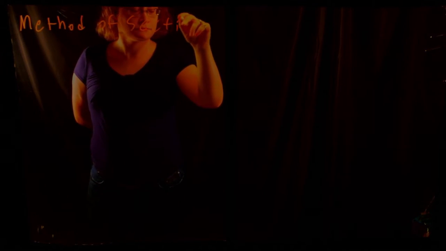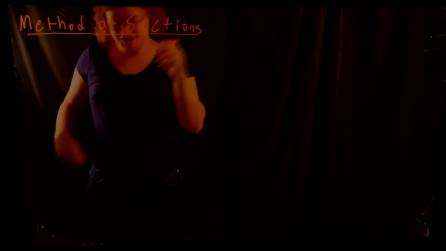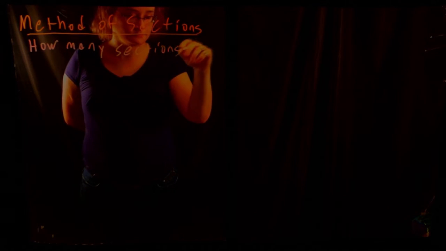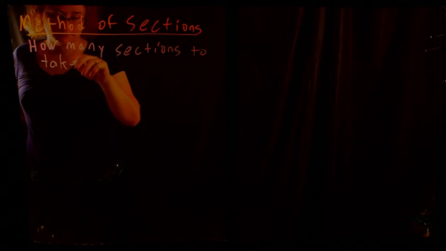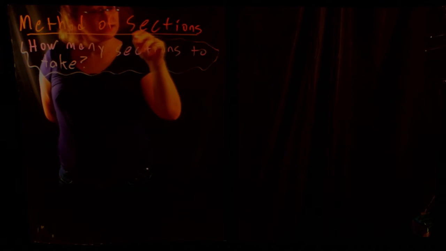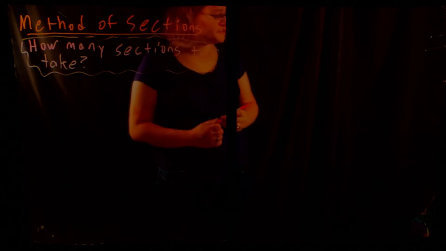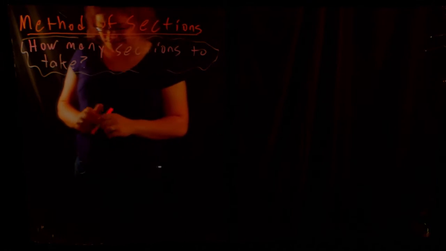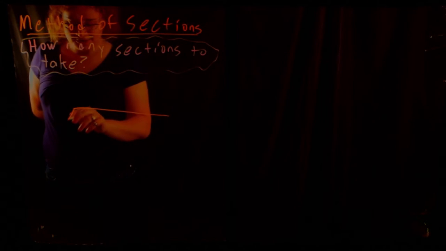Okay. Now, the trickiest thing about the method of sections is knowing how many sections to take. So let's think about the method of sections, and we're going to particularly look at how many sections to take. That beam we looked at previously, the uniform load simply supported beam, was nice in particular. Okay, let me actually just draw this out, and that will help illustrate this, I hope.